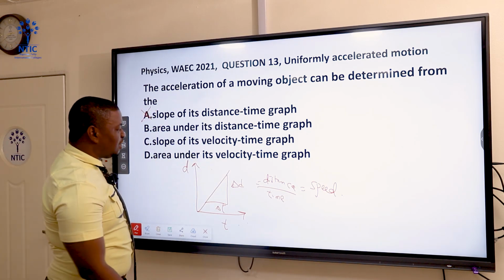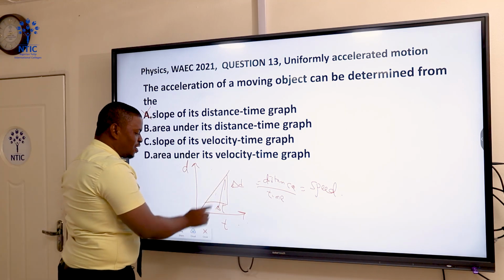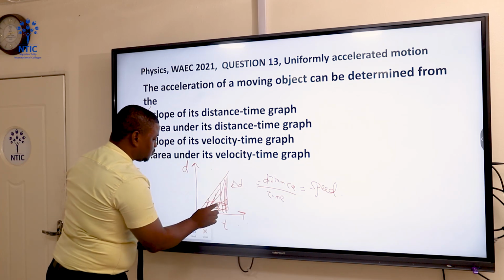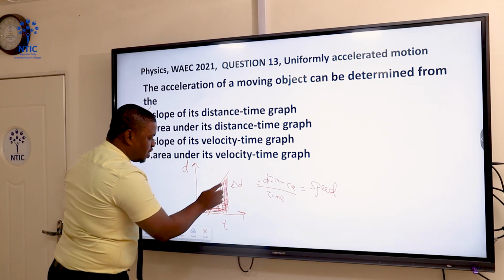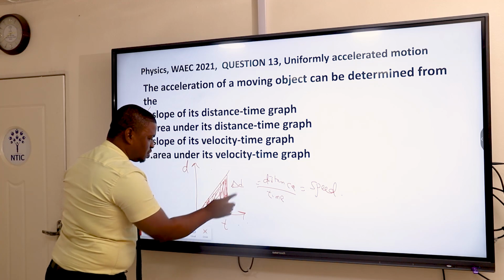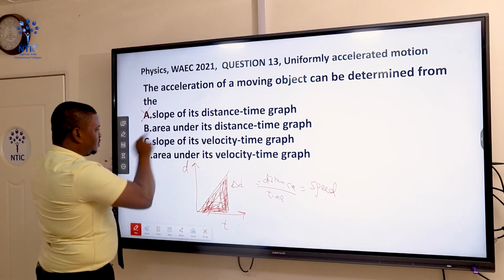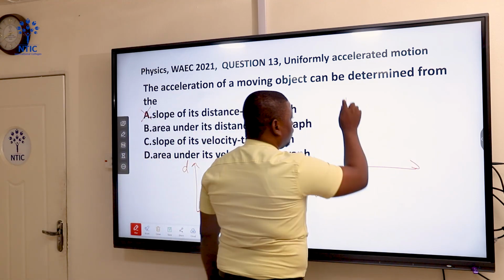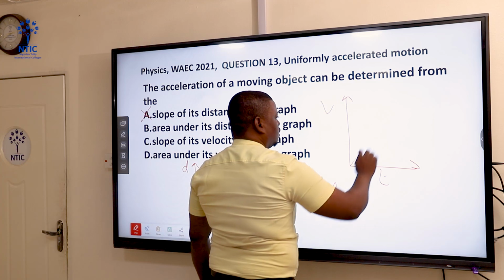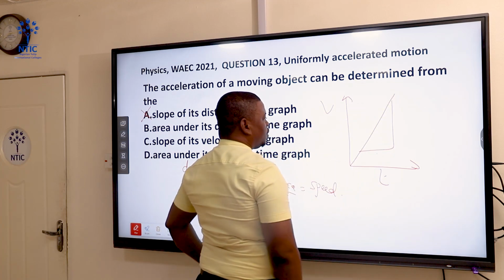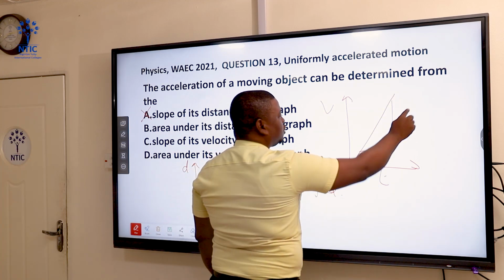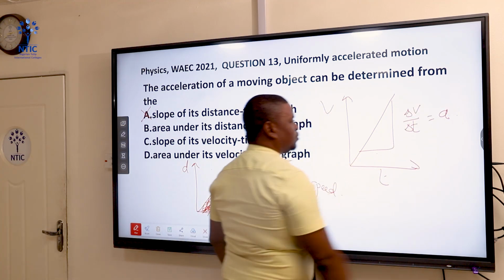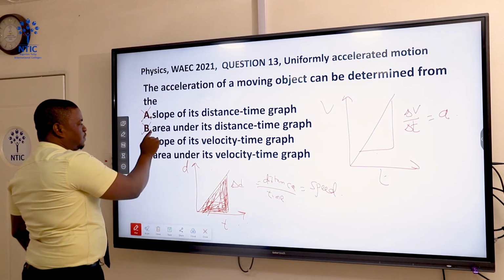Area under distance time graph. The area under a distance time graph will give you the distance, so it is not the answer. The next one is the slope of the velocity time graph. If I look for the slope here, the slope of this will give me change in V over change in T. So which will give me what? Acceleration. So this one is off.